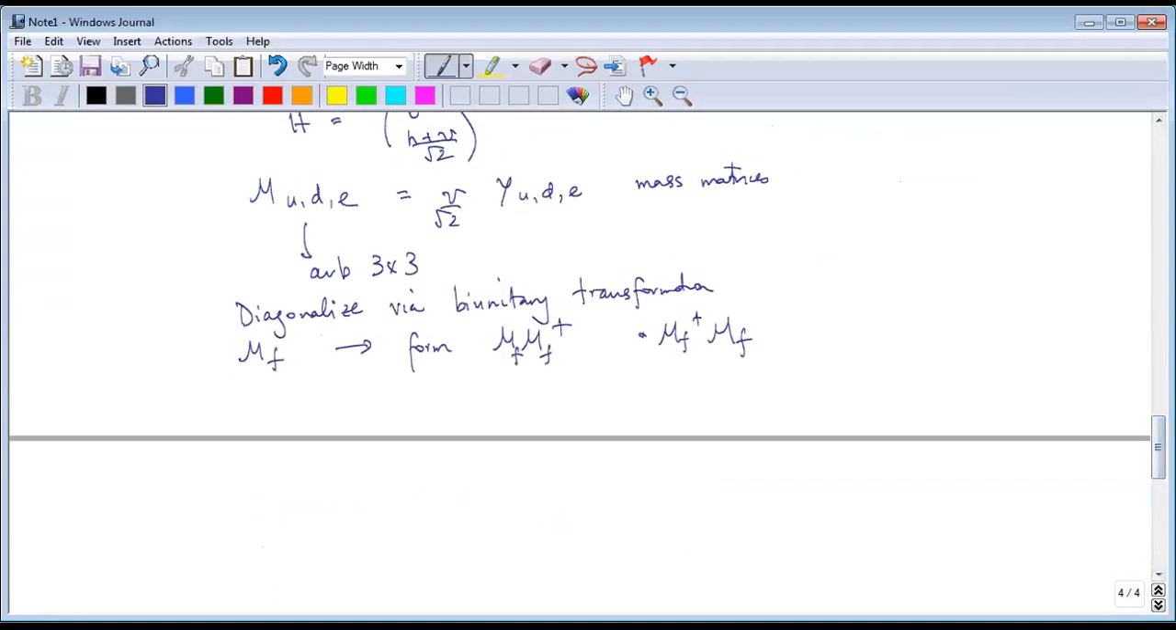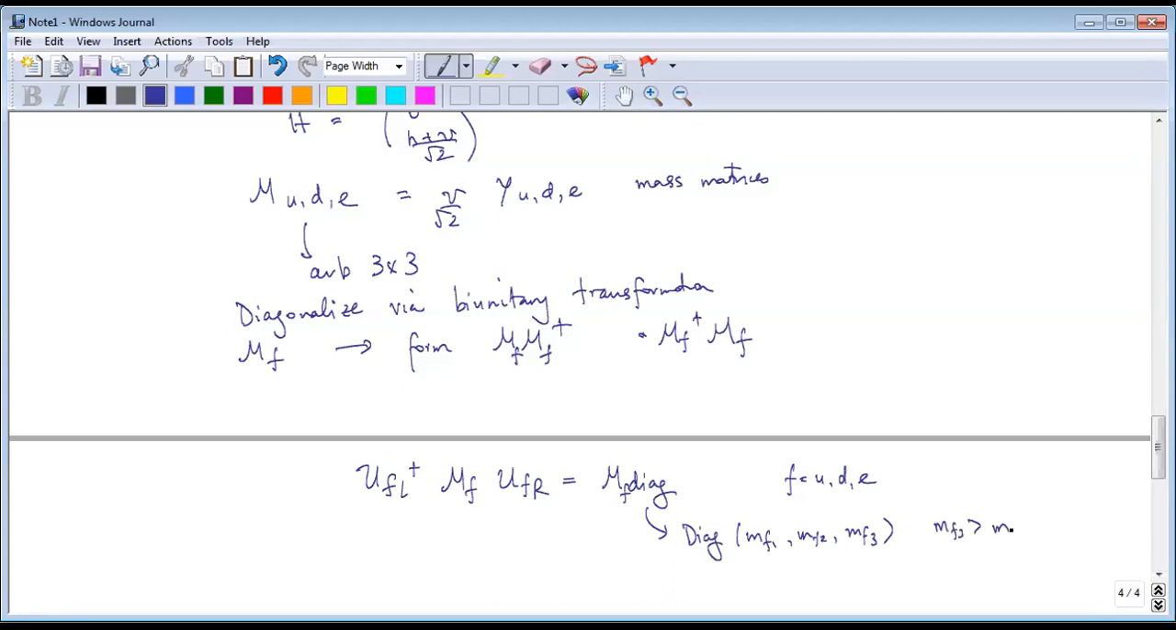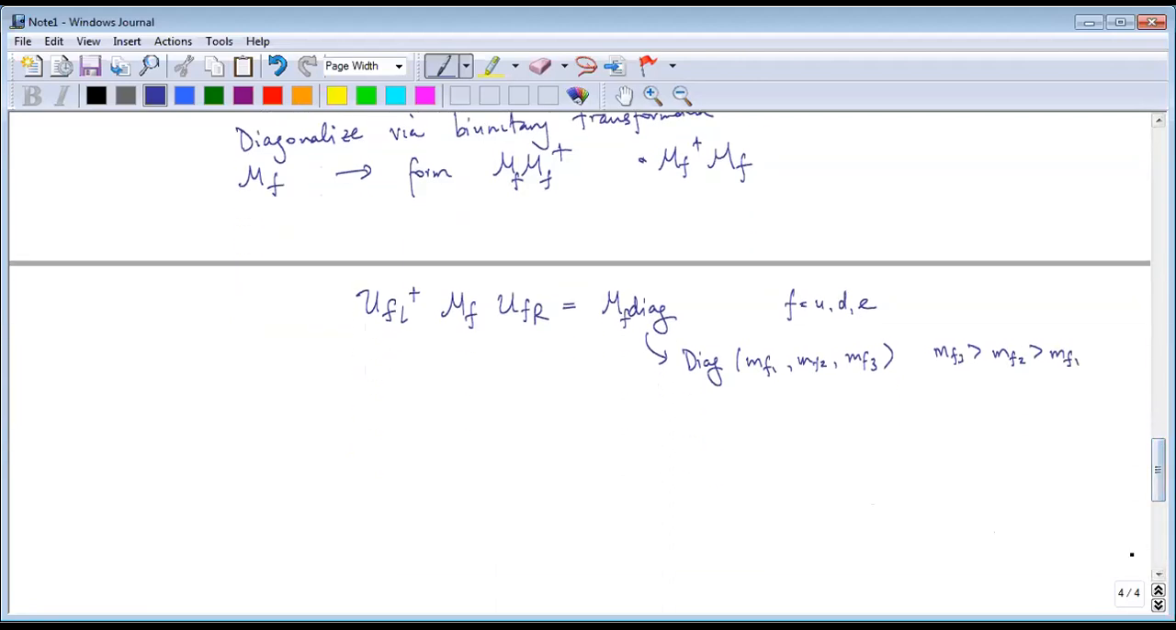Okay. And then what we can do is write the following: UFL dagger MF UFR equals MF diagonal. And F here is just U, D, or E. And of course, this is just the diagonal matrix MF1, MF2, MF3. In general, we're going to order them to have the heaviest one in the third position and the lightest one in the first. That's just traditional.